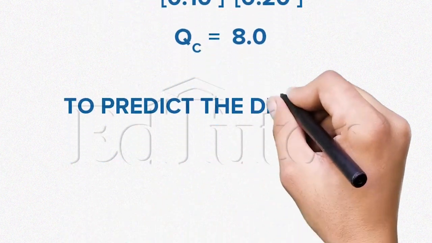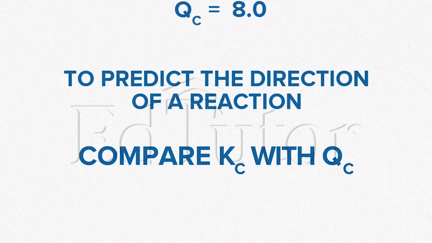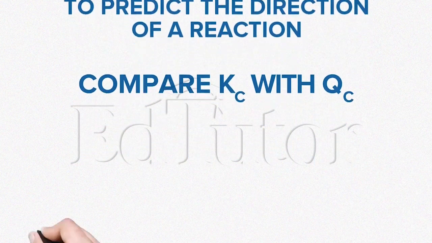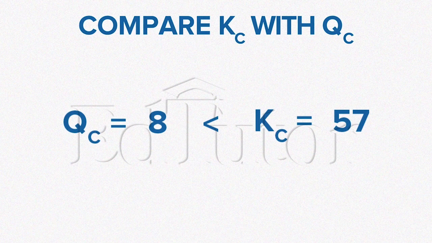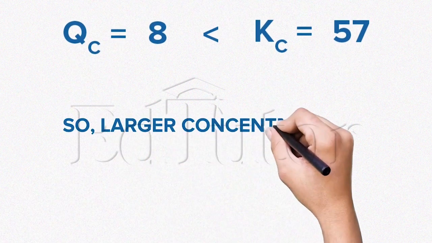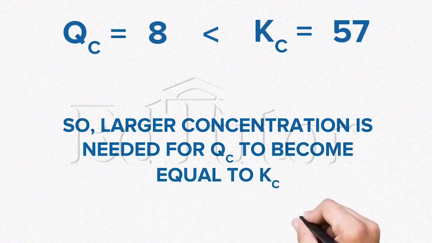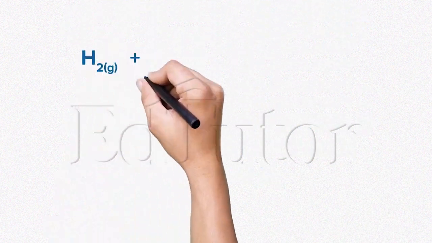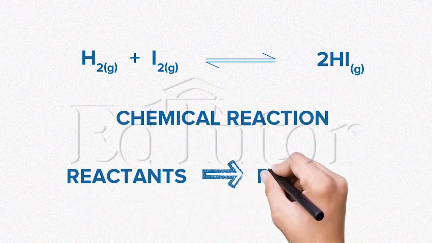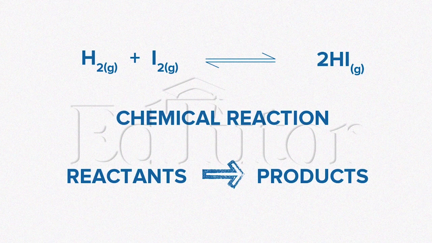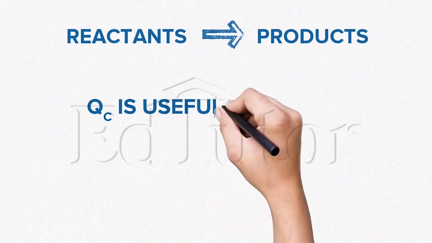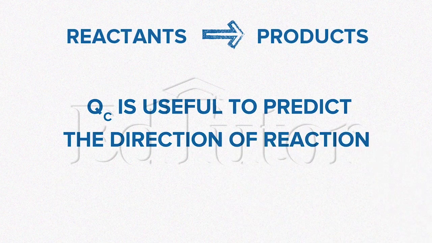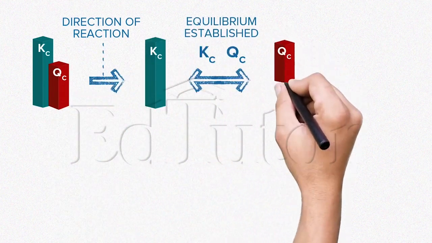Now, to be able to predict the direction, we must compare the value of Kc and Qc. As the numerical value of Qc is 8, which is less than Kc, which is 57, the reaction will not be at equilibrium. Qc requires a larger concentration of product to achieve the equilibrium value of 57. So, this reaction moves from left to right in a forward direction to attain equilibrium. As you can see, the reaction quotient Qc is useful because it can predict the direction of the reaction by comparing the value of Qc and Kc.